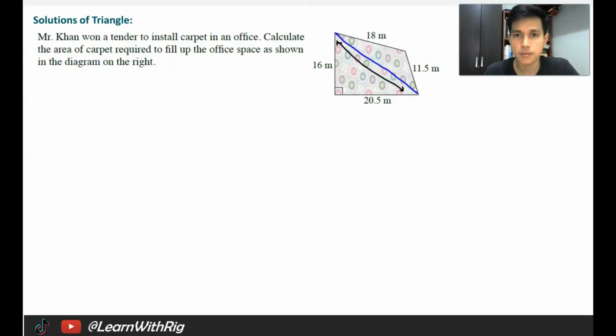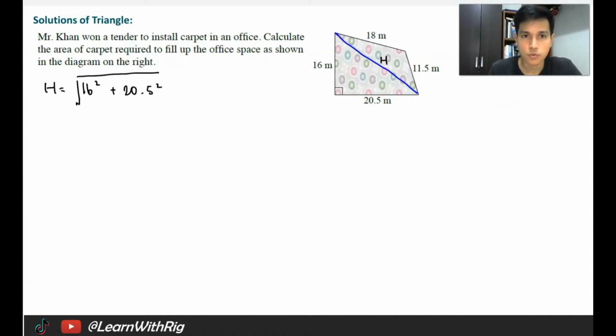How to find it? It's the hypotenuse of this right-angled triangle, so it's pretty straightforward. Let's say this is h. Hypotenuse h is equal to the square root of 16 squared plus 20.5 squared. Your answer should be 26.008 something, but I'm just going to round it to 26 meters. Now you can start finding the area.